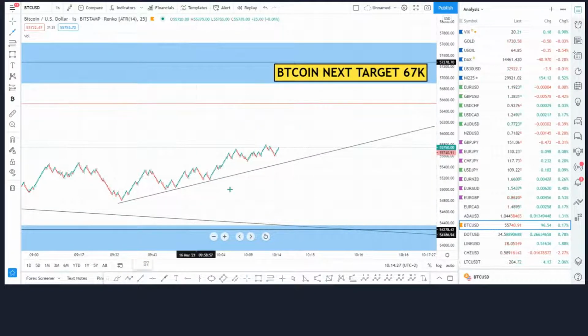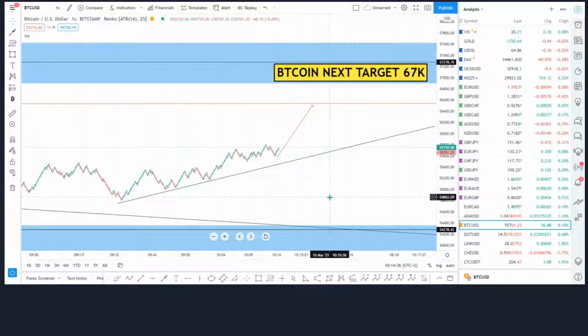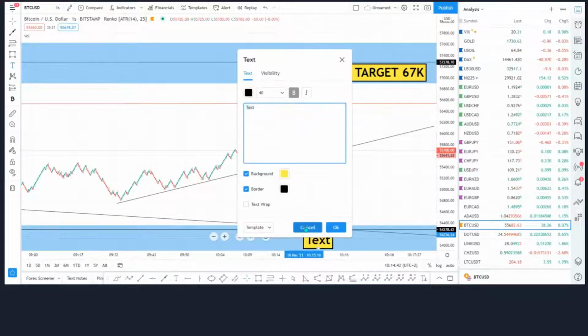So we want to take only buys, guys. So that's a new buy signal. It's probably next target 56,500. Okay, guys. But we must not breach the 54,200. 54,200 is very, very important.